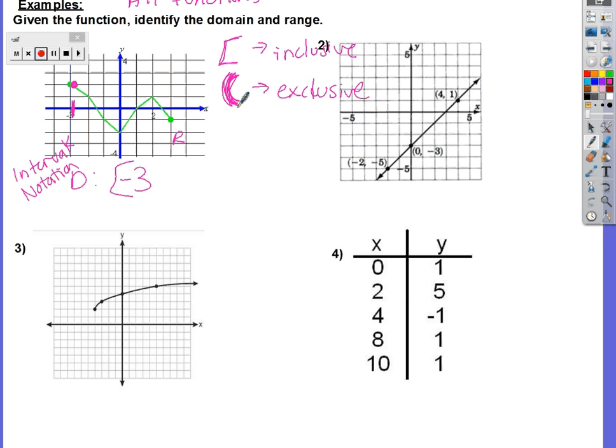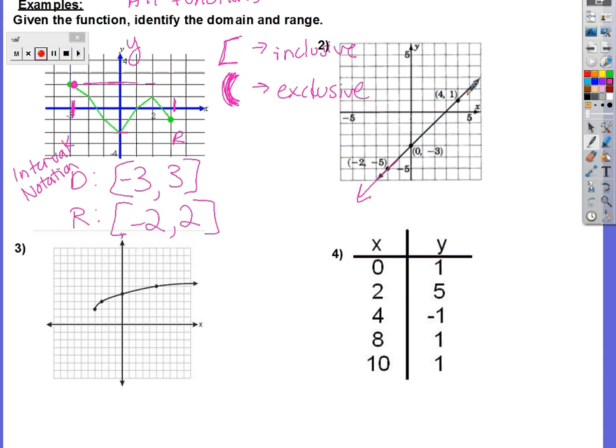So this is included, -3, and we look to the right. The rightmost x value is +3. Done. It's continuous, all values in between -3 and +3. If you look at your output values, your range, the y values, your lowest y value is at -2, and your highest y value is +2. Done. Let's look at number 2.